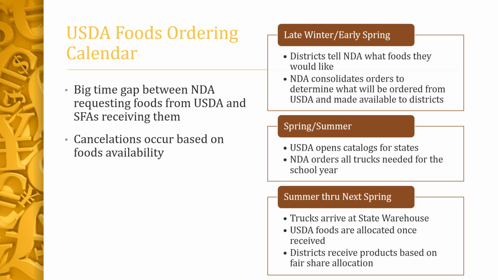In spring and summer, USDA opens what they call catalogs, and that's where we're able to go into the USDA system and order the product that we want, and we bring that in typically by a full truckload. Then in the following summer through the next spring, so all over that following school year, trucks arrive at our state warehouse. We allocate those foods out to districts once they're received, and then you receive those products based on a fair share allocation and what you accept or reject in CNP. So we're really looking at a year plus from the time that districts say they want a particular item to the time that it actually hits your dock. So there is quite a lag but we do try to match up what school districts desire with what we bring into the state.